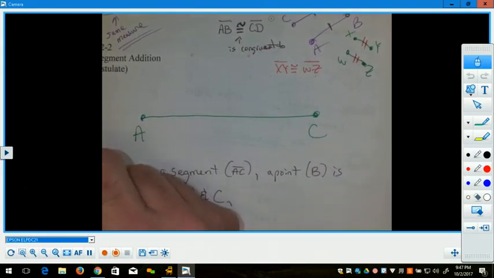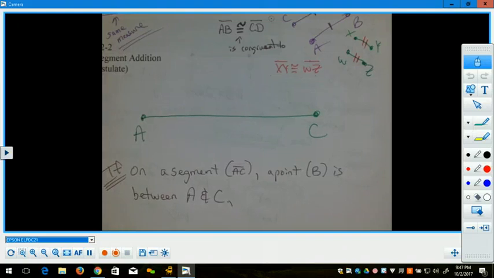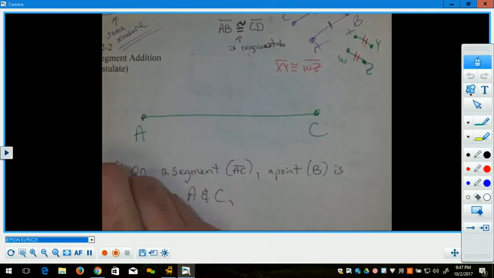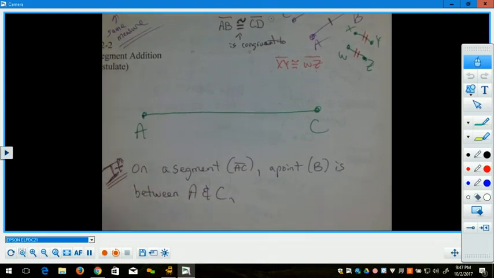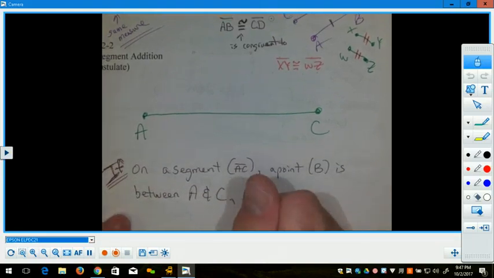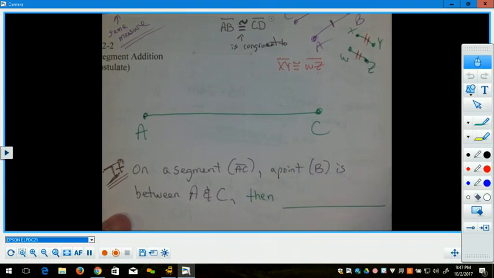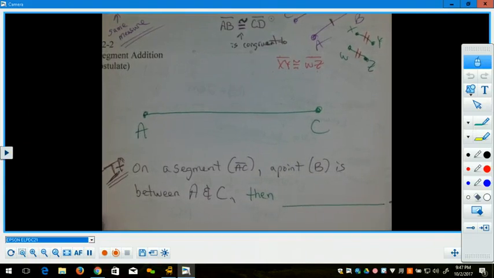And we're going to put a big "if" in front of this. You'll see why later when we get to proofs. This is going to be a conditional sentence. If these conditions are true, then there's going to be a certain equation that's true. So let's talk about this though. If on a segment AC, a point is between A and C, then these things are true.